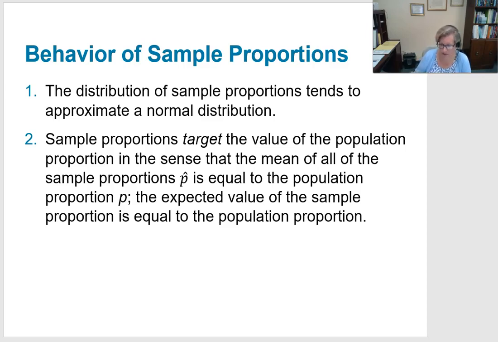So we already talked about this: the distribution of those sample proportions tends to be normal, and the sample proportions target the value of the population proportion. So the more samples you have, when you find the mean of the proportions from all your samples, you will be closer and closer to the actual population proportion.